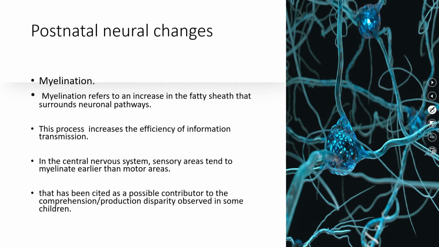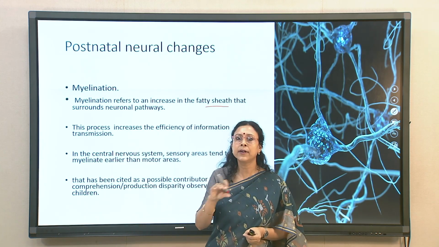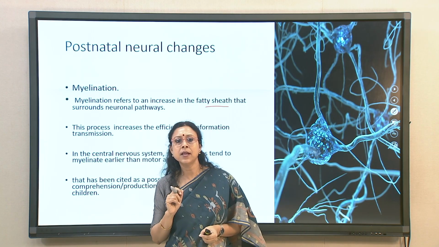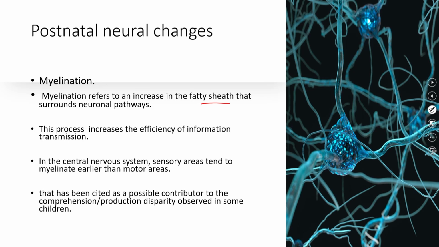Postnatal changes have many important factors. One of the most important is, of course, myelination. Myelination refers to the increase in the fatty sheath that surrounds the neuronal pathways. There is a layer of fatty sheath, a covering of some sort, that surrounds the neural pathways. This process increases the efficiency of the information transmission between neurons. So, from one neuron to another through the network, after myelination the process becomes far more efficient.